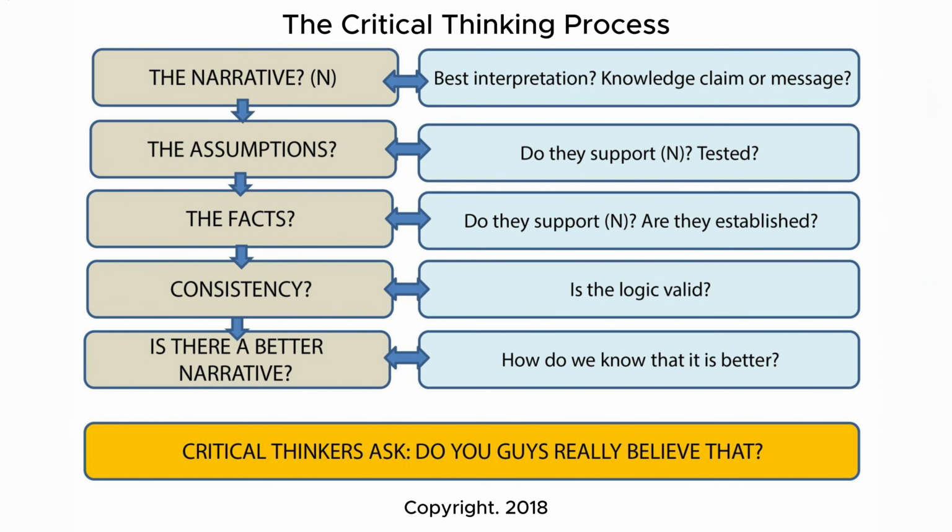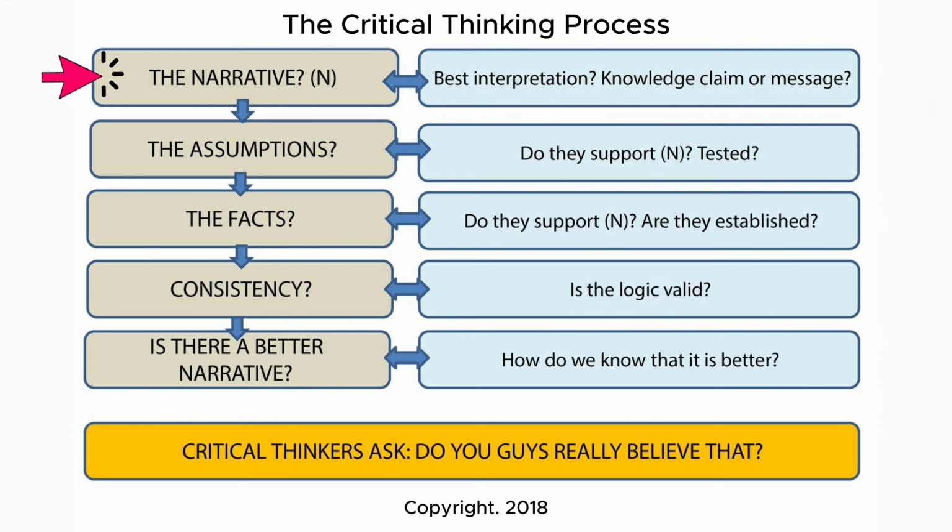Here is a flow chart of critical thinking, which goes through the various steps of critical thinking. Let's just start off with the idea that any bit of text or any claim or any paragraph or any book or any speech we're going to call the narrative. The narrative is just a generic name for anything which makes a knowledge claim. So in critical thinking, you start off by asking, what is the best interpretation of the narrative?